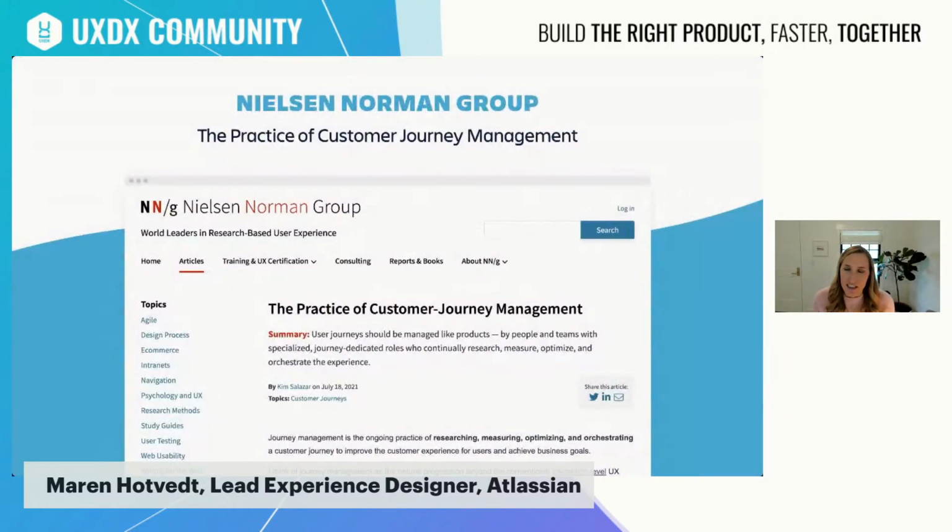The first is an article from Nielsen Norman. It's very short. You can go read this after the talk, on the practice of customer journey management. And this is the article that really started sparking my thinking about the idea that you should manage customer journeys like products. Really, really good article that stands the test of time.